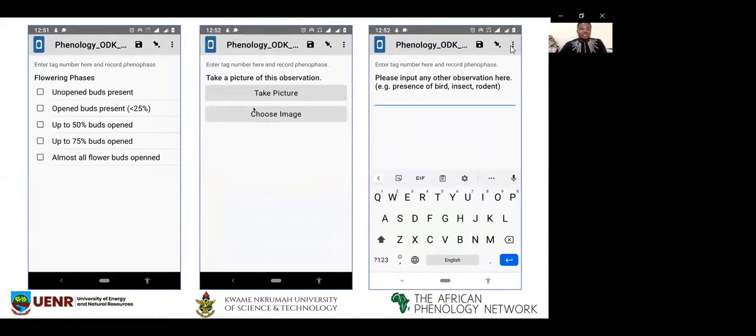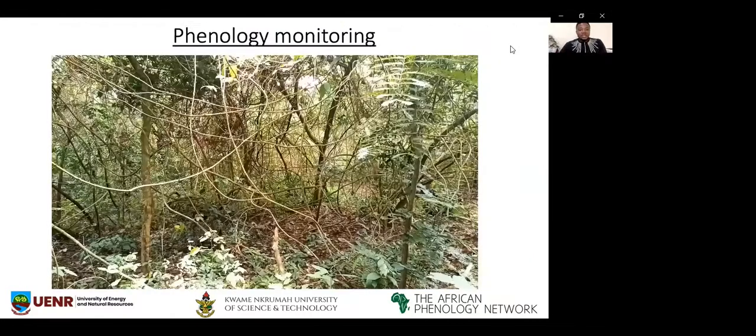So the form can be made to be interactive and intelligent. There is a prompt also to take a picture, which is one of the codes that I included. So if the observation is present, then there is a prompt to take a picture if it's close enough. And they are also allowed to input any other observations that they may make on the field. This will give us clues into what animals or what organisms are responsible for pollination. For instance, what animals are feeding on fruits of the lianas, things like that.